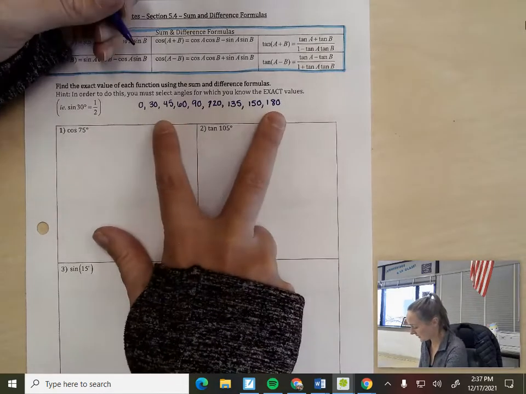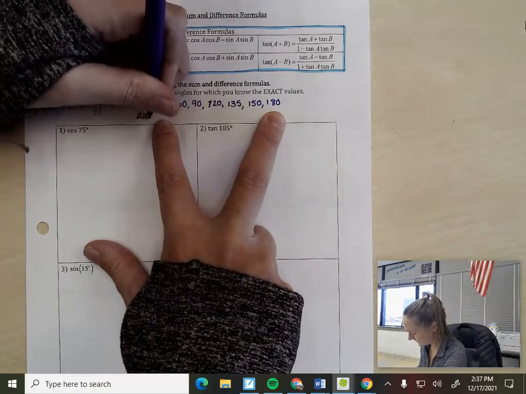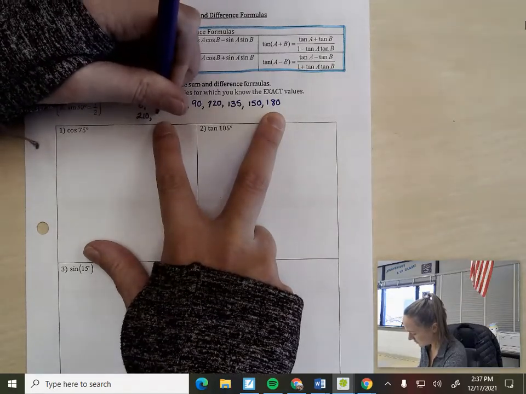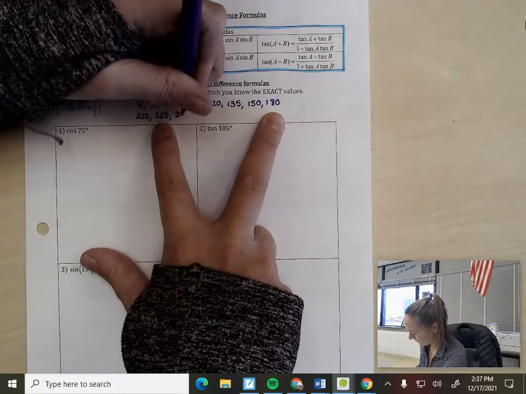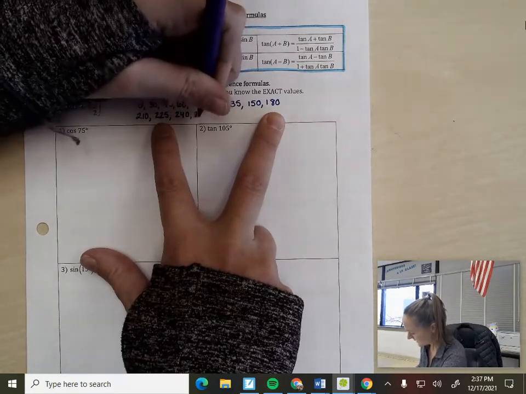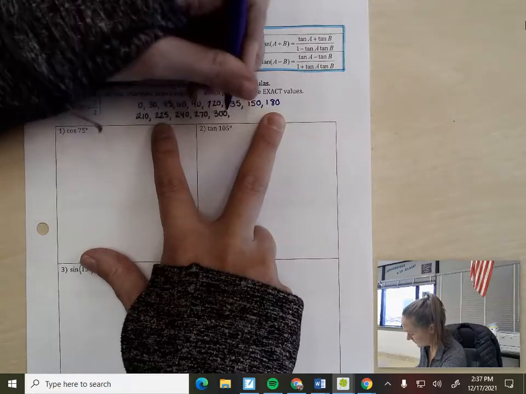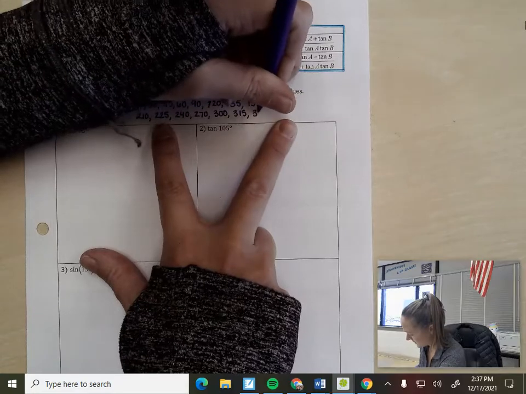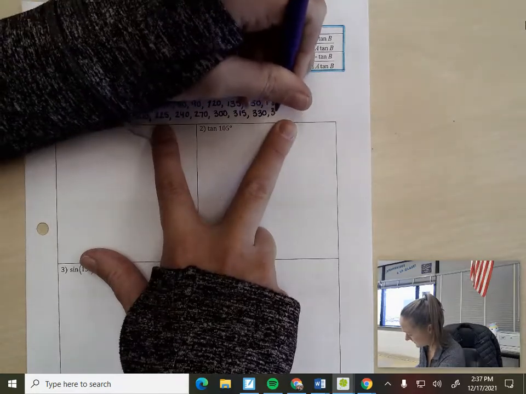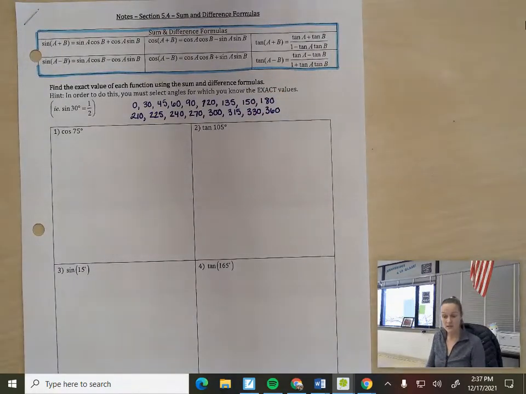And then as we go back around, we have 210, 225, 240, 270, 300, 315, 330, and 360. So this is an excellent list. These are all of the degrees that go around the unit circle that we've been using.